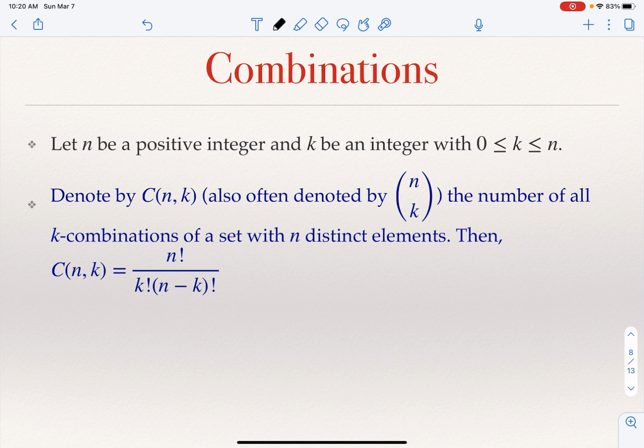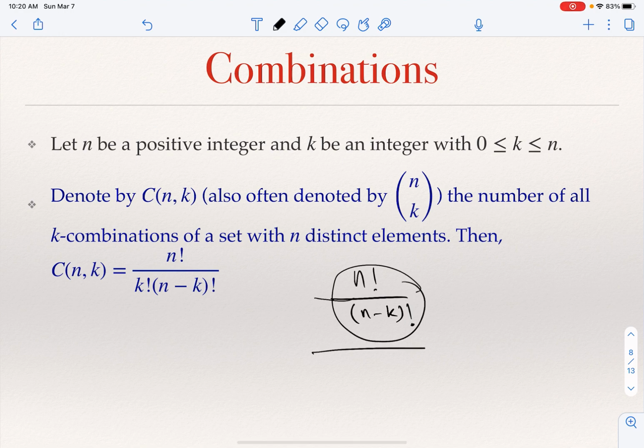So notice that n factorial divided by n minus k factorial is the number of ways you can give me k elements where the order matters. So for every k elements, all the k permutations are counted differently. Now all these k permutations are going to count exactly the same thing because I don't care about order. So by the division rule, I can divide this by k factorial to get the answer. And this is where I get that formula: n factorial divided by k factorial times n minus k factorial.